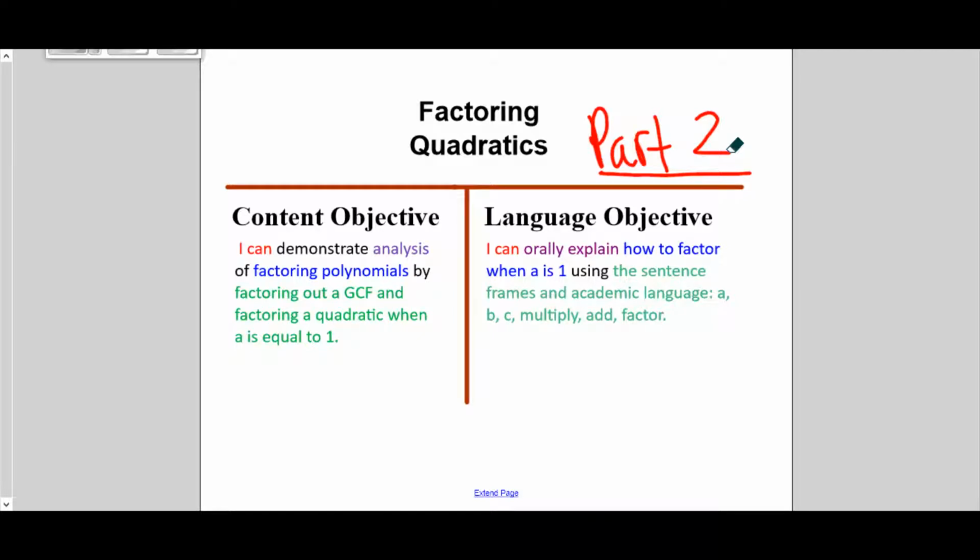So this video is factoring quadratics, and it's just a continuation of the last video. So you could label this factoring quadratics part 2, or you could just continue on your notes from the last video. Our goal here is still to factor quadratics. In this case, we're going to factor a quadratic when a equals 1.